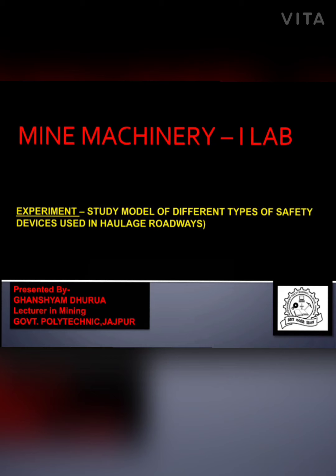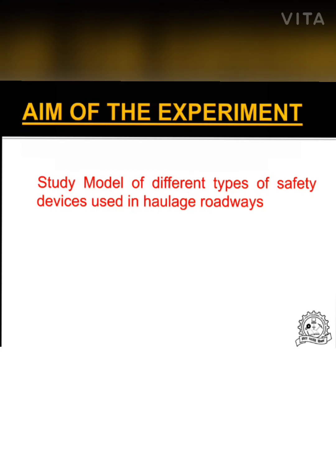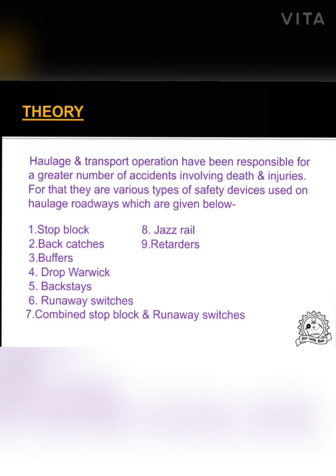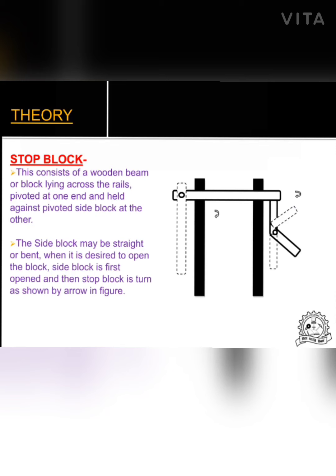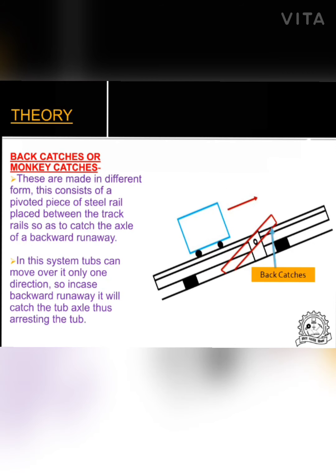So in previous classes, or in part 1, we already discussed a few safety devices which are used in haulage roadways. In that part we discussed the aim of the experiment, what the types of safety devices generally used are, and why safety devices are used. We already discussed the stop block, you can go and watch that video, and also the back catches.